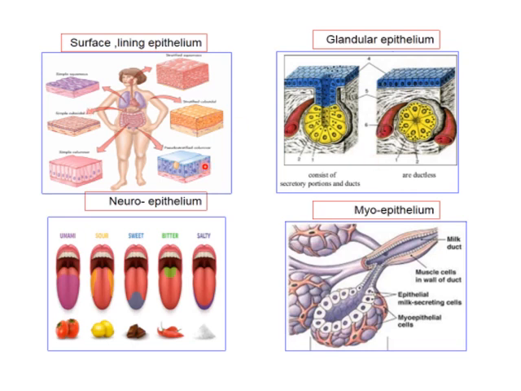Again, we have finished the surface or lining epithelium, and we are going now to discuss the other three types: glandular epithelium, neuroepithelium, and myoepithelium.